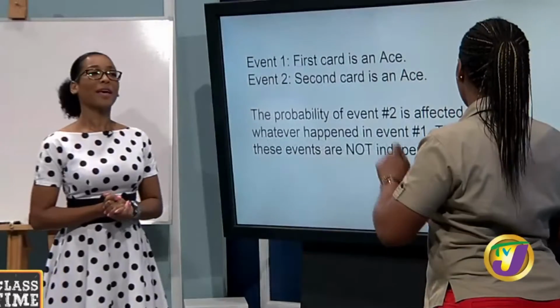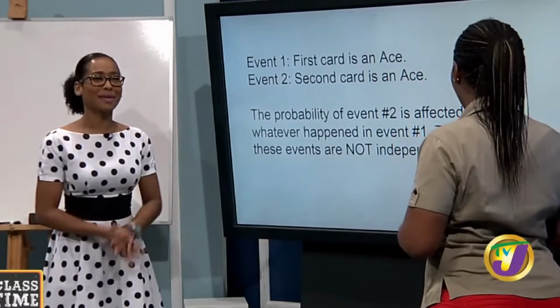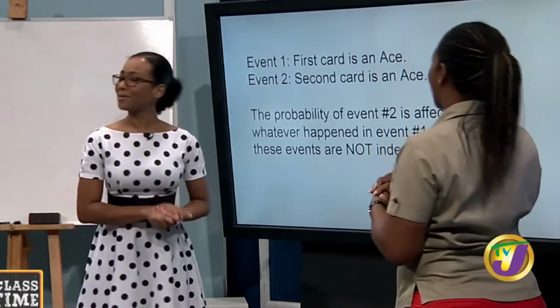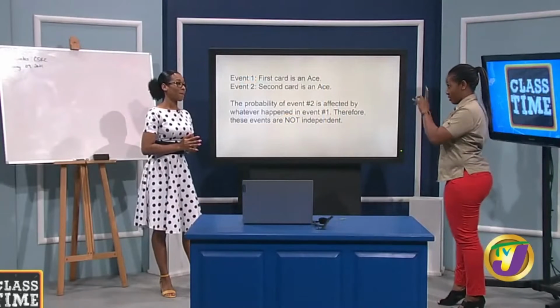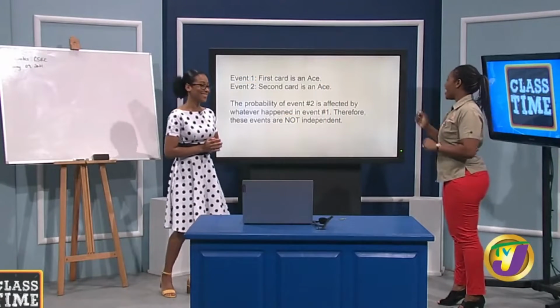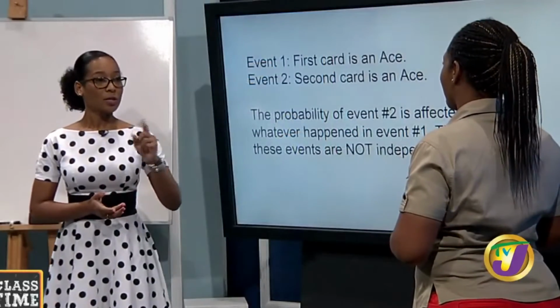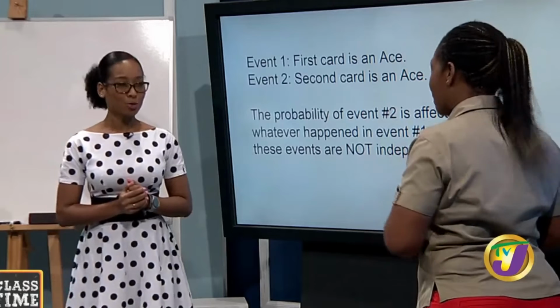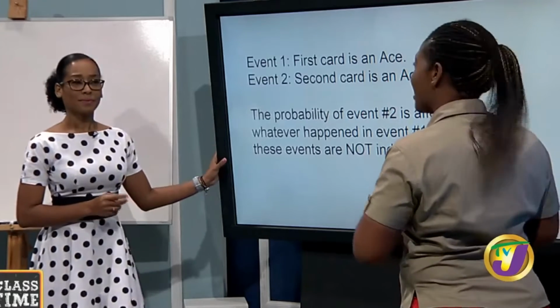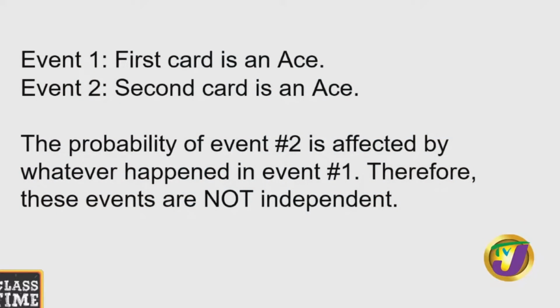No. You sure? Remember, you had 4 aces to start with. And when you pull your first ace, you would now have 3 aces. So if you now have 3 aces out of a pack of 51 cards, because you're one card less, your probability will change, and our total outcomes would have changed. So in this case, the events are not independent.